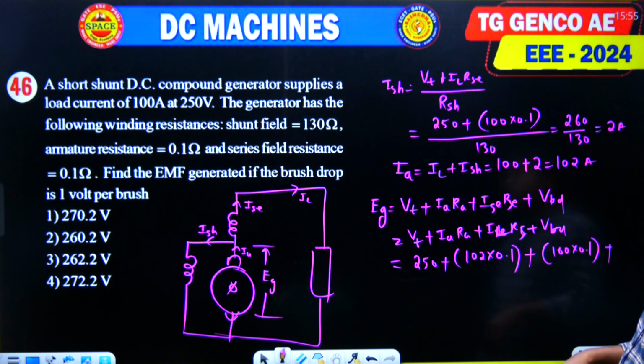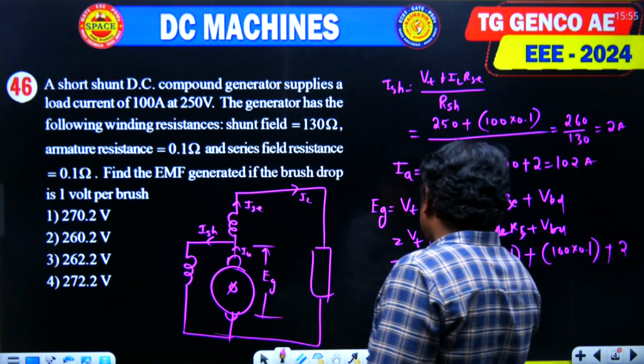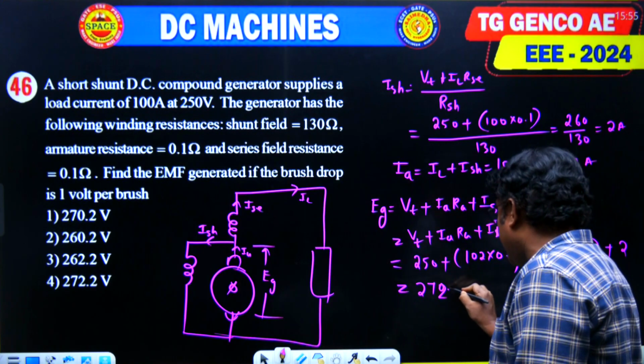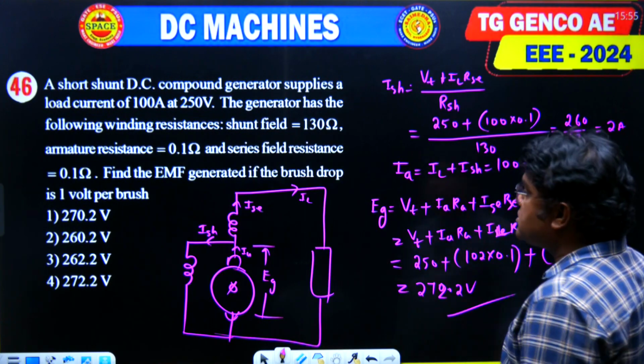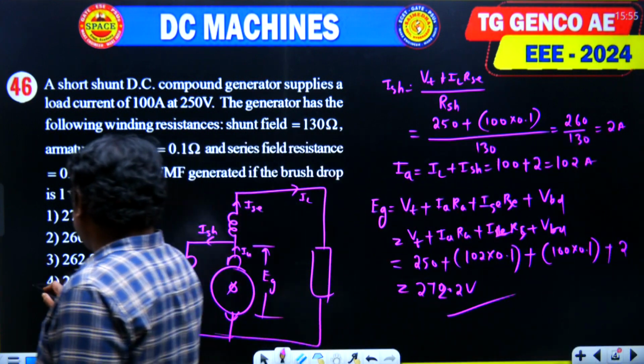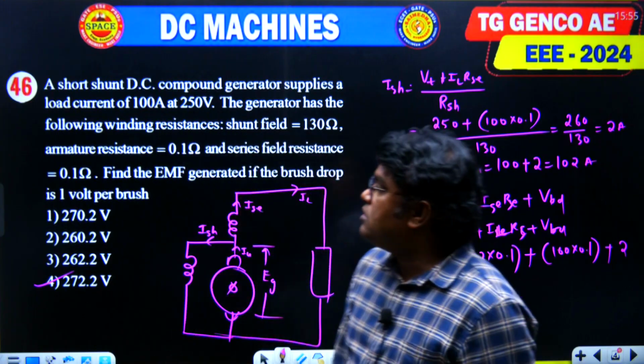Suppose how much is the brush voltage? 1 volt per brush, and generally 2 brushes are there, so 2 volts. So by solving this, you will get 272.2 volts. So 272.2 volts is the right answer for this question.